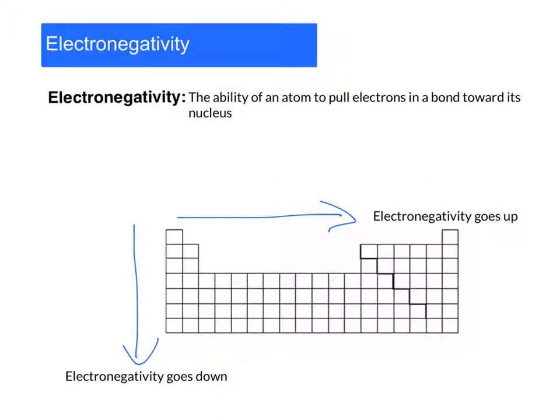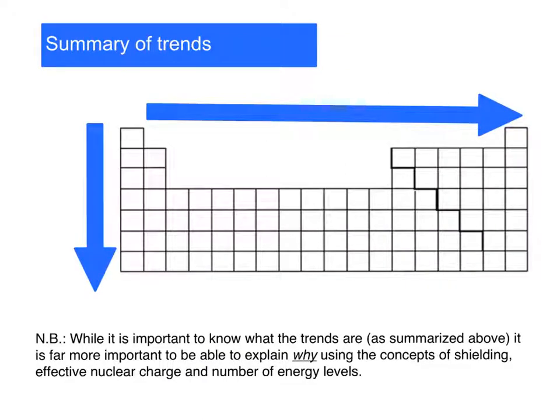All right, so just to summarize what we just covered, it's important that not only do you know what the trends are, so what this chart looks like, but also that you can explain why. Based on what I just explained in the last few slides about energy levels changing as you go down and about the effective nuclear charge changing as you go across, those are the explanations I want to hear on the test or in class as to why the trends are what they are, not just what they are.